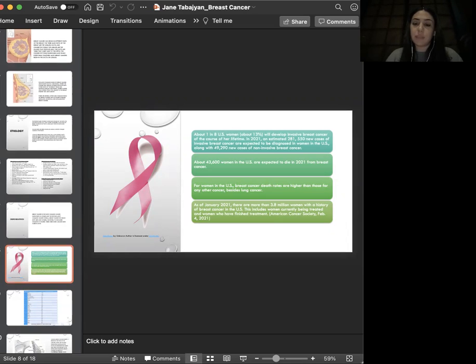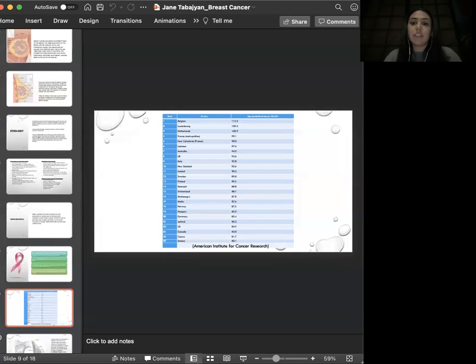As of January 2021, there are more than 3.8 million women with a history of breast cancer in the US. This includes ones that are currently still actively receiving treatments and the ones that are in remission. The chart included in this slide is from the American Institute for Cancer Research. It shows the countries in order of which had the most cases of breast cancer to the least. The United States ranks at number 22.